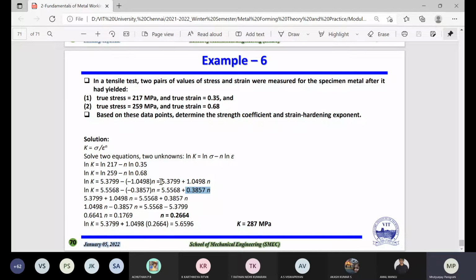So you have the first equation and second equation. It is mentioned that in a tensile test, two pairs of values of stress are obtained, two pairs, right? So this value equals this value. Now you only have 1.0498 n and here 0.3857 n. So can you find out n? I got n as 0.2664. The answer is correct, or maybe you are getting different.